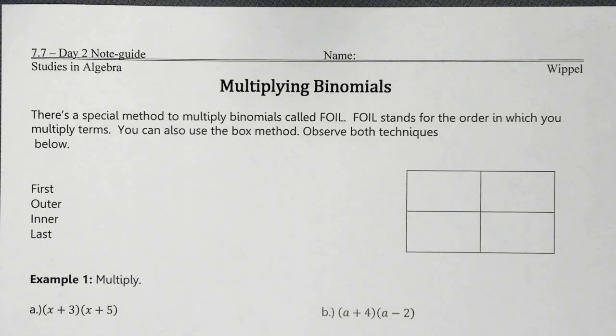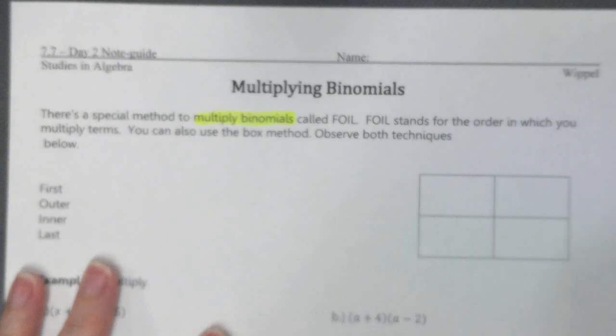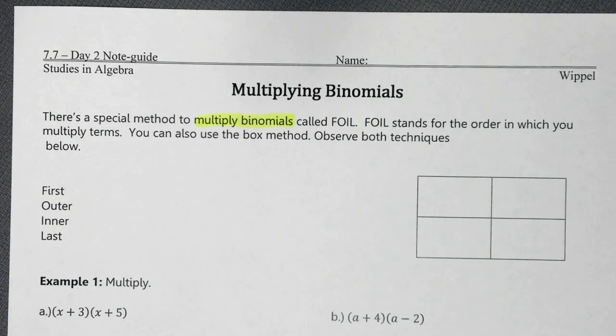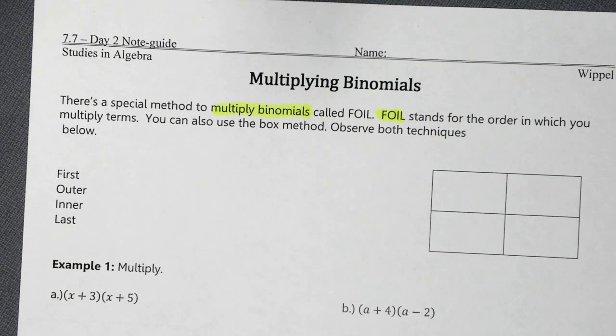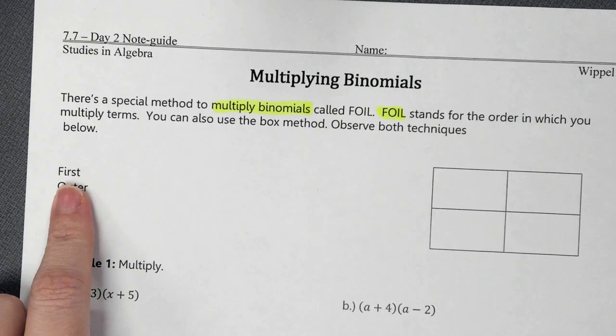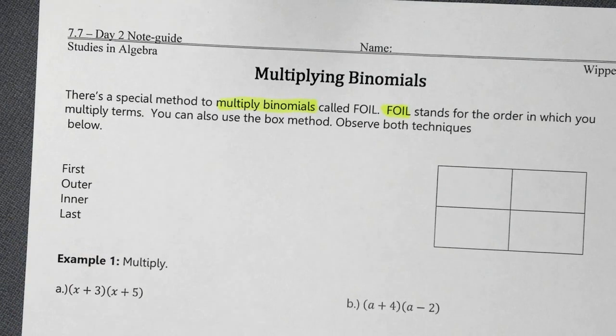Alright, so today we're going to multiply binomials, and I'm going to teach you the FOIL method. FOIL stands for the order that you multiply terms in. This is a way to multiply a binomial by a binomial, so we didn't do that yesterday. It's when you're multiplying two terms by two terms. FOIL stands for: you multiply the first terms together, then the outer terms, then the inner terms, and then the last terms.